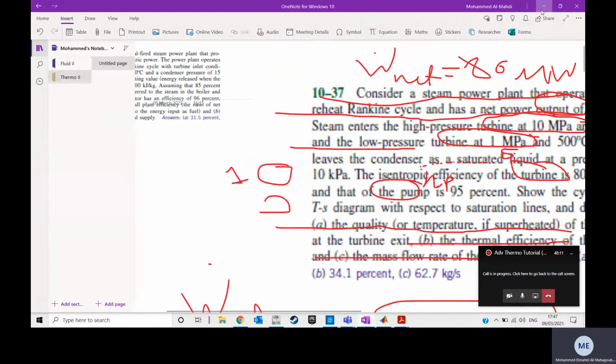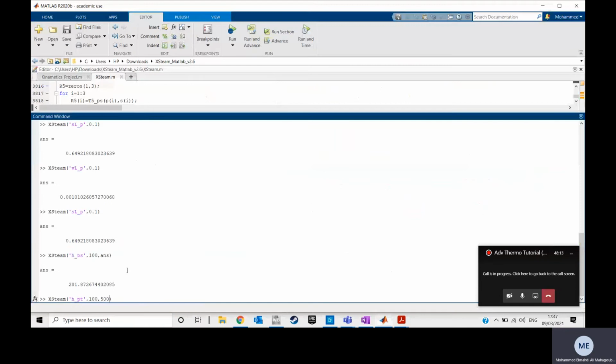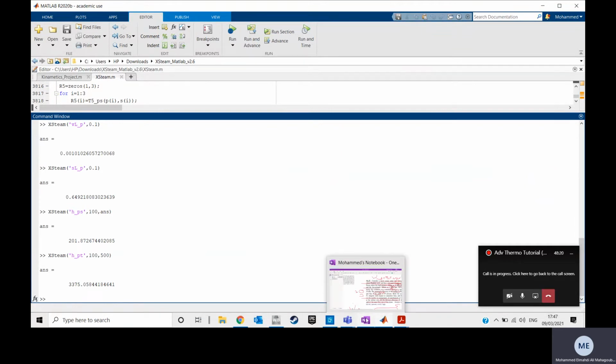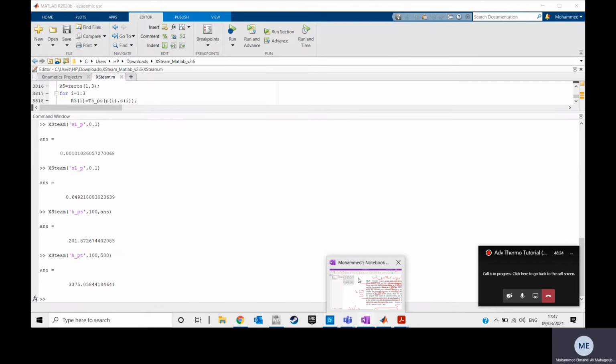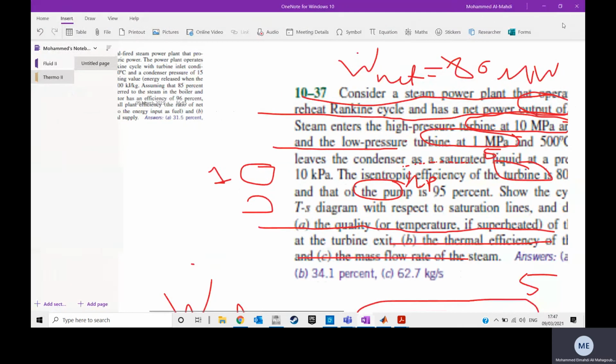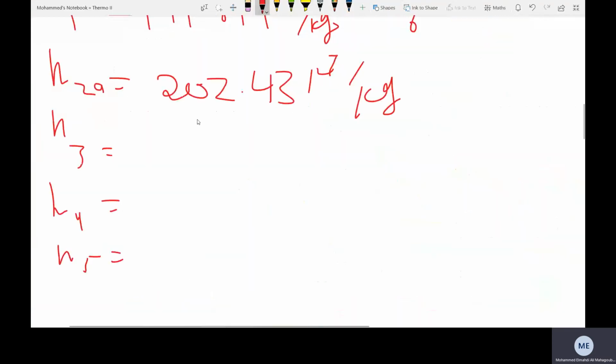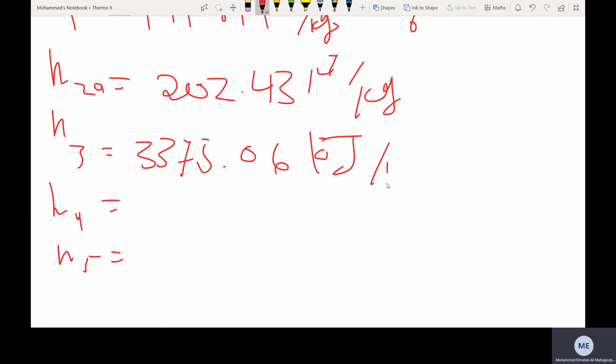So 500 Celsius here and 10 megapascals, which is 100 bars. This is the H3, which is 3375.06 kilojoules per kilogram. Okay, what is H4 actual again?